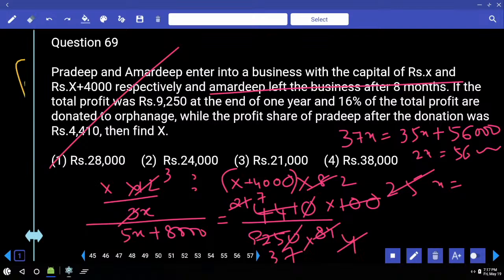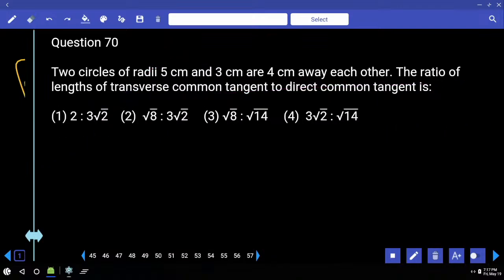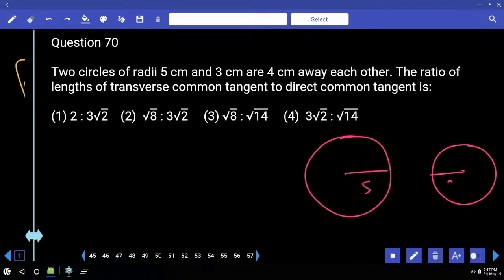Next, two circles of radii 5, 3 are 4 centimeter away from each other. What is D here? Distance between the centers. What is the distance between the centers? 12. That is the answer. D is equal to 12.